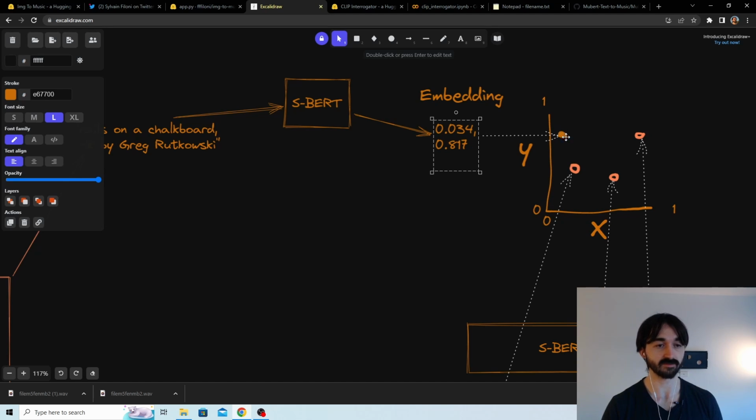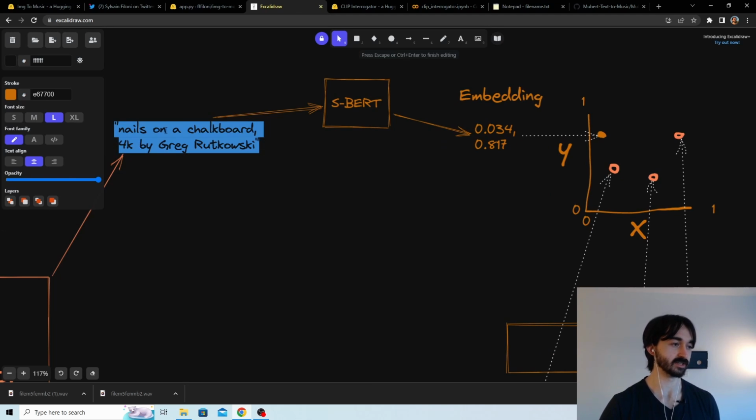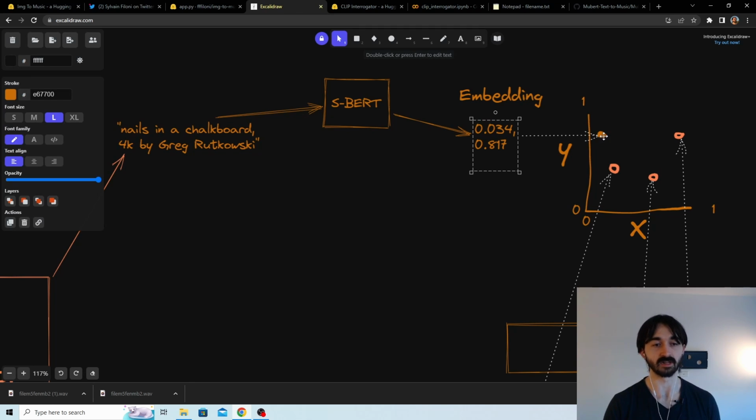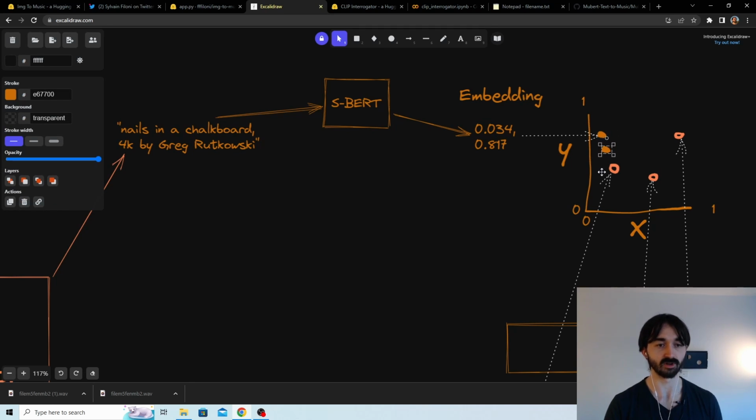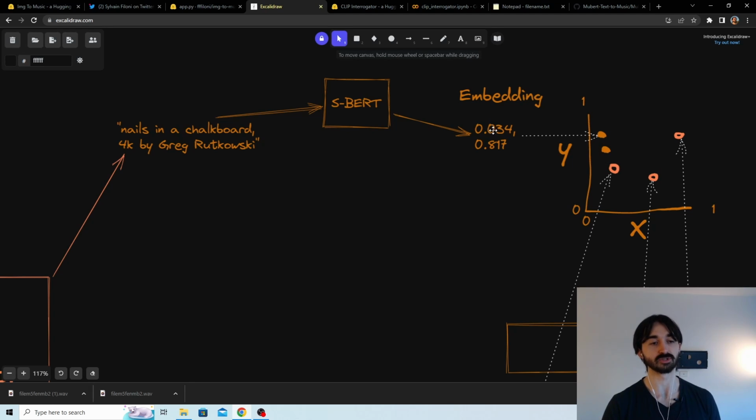The Y is 8.17, so it's a lot higher. And for whatever sentence you give it, SBERT will give you one of these embeddings, and you can represent the embedding somewhere in 2D space. And basically the idea is that you can use this to work out how similar two sentences are. If SBERT is doing its job right, then if we change this slightly, like nails in a chalkboard, the embedding that we'd get out of that would be really similar, and therefore it would be plotted really similar on the graph. And you could tell that by looking at these two vectors that the original sentences are quite similar.